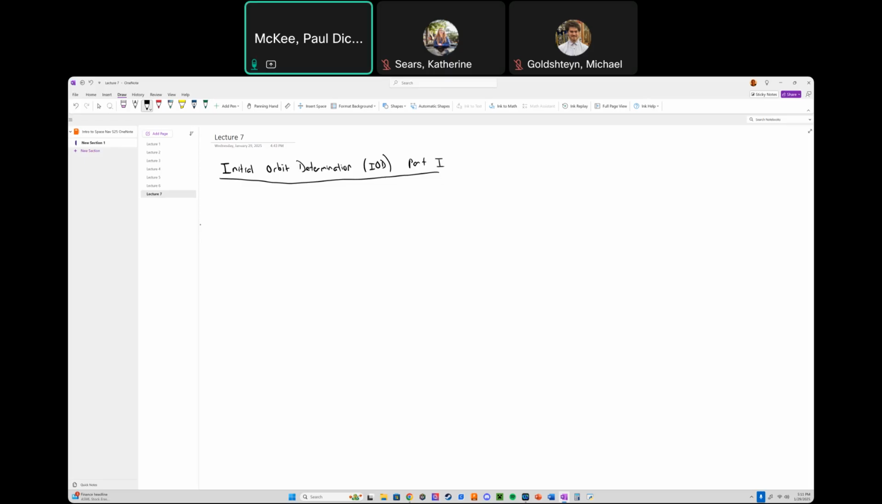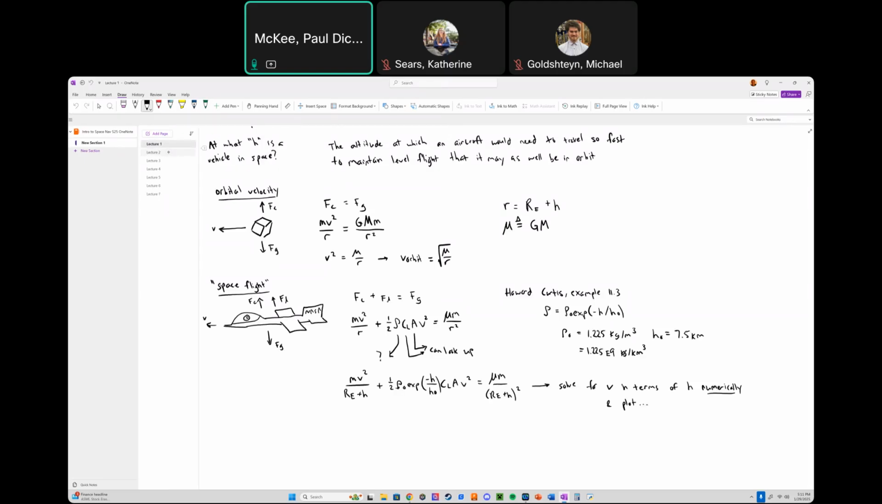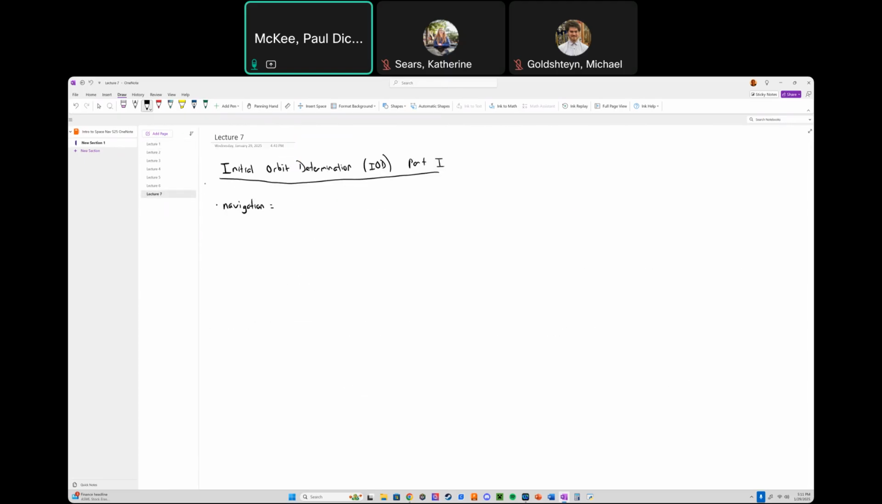So remember that navigation, all the way back in our first lecture, is estimating state, which we usually think of as position, velocity, and attitude, from available measurements. So you can think of measurements as information about your state.